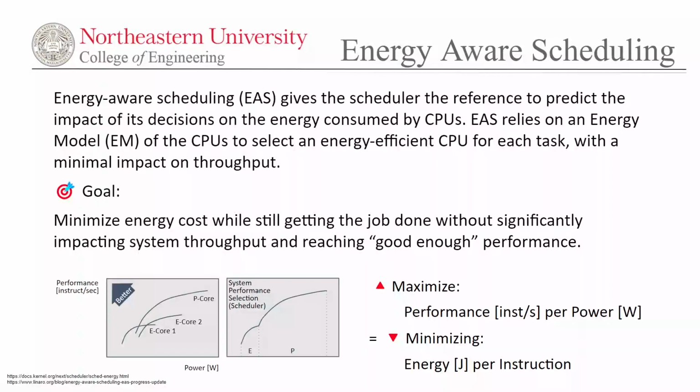So in the graph shown below, there are multiple lines, which are the performance and power curves for E cores and P cores. And the system performance selection from the scheduler is the outer line, which is E at the bottom and P at the top. The goal is to maximize the performance, instructions per second divided by the power in watts, which is equal to minimizing the energy, joules per instruction.